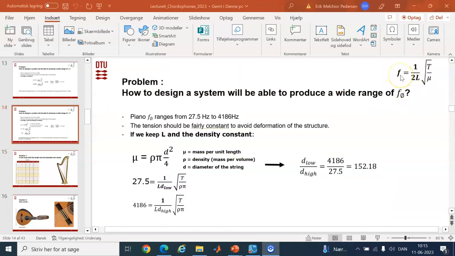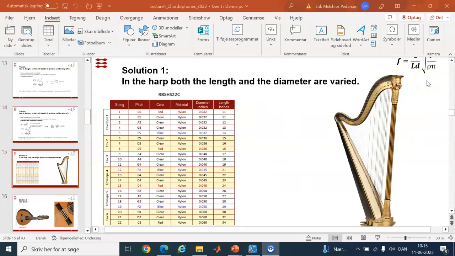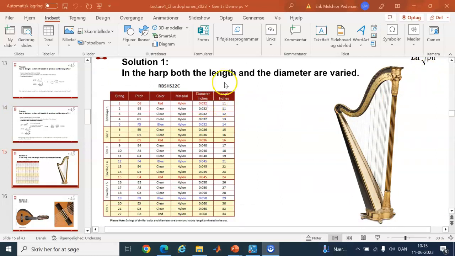Then we get some other lengths and diameters here. See here, the length goes from 11 to 34. It's 3 times more, but it's not 150 times more. The diameter goes from 0.032 to only almost double.